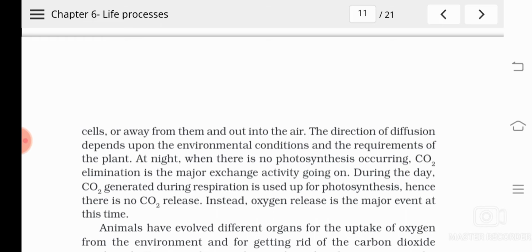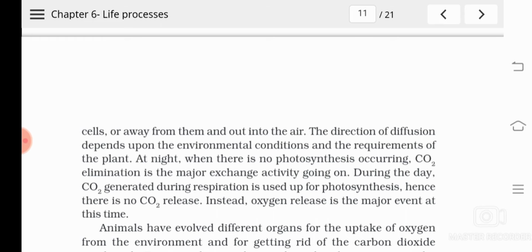But during the daytime, what happens? Carbon dioxide is generated during respiration, and that will be used by the plants for photosynthesis. The rate of respiration is much less in plants when compared to the rate of photosynthesis, so the amount of carbon dioxide produced will be less, and whatever is produced will be taken by the plants for photosynthesis. So the net gas released by the plant during daytime is oxygen. Is it clear? As there is no carbon dioxide to release during daytime, oxygen release will be the major event. Means during daytime plants release oxygen.